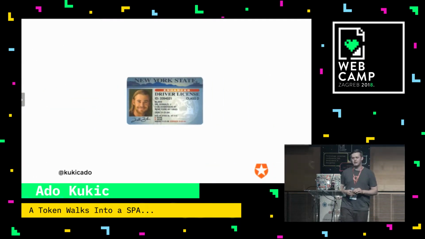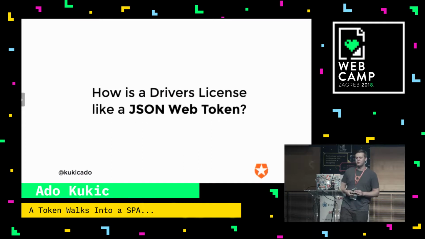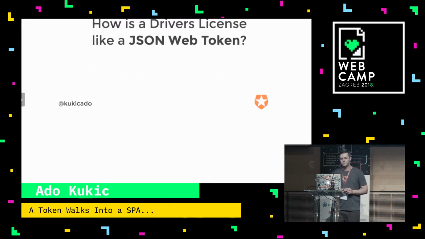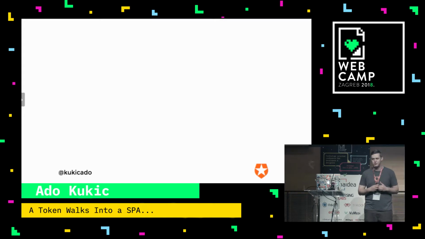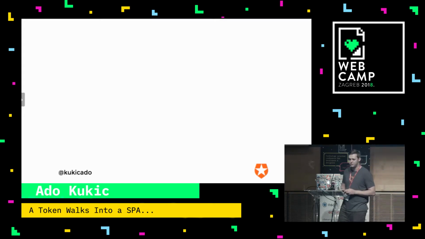So we're going to look at a driver's license as a JSON Web Token, or as a method of token-based authentication, see how it's used in the real world, and then tie it back into how we would use it in our single-page applications. So what I'm going to answer over the next couple of minutes is, how is a driver's license like a JSON Web Token? A JSON Web Token is comprised of 3 different parts. So let's take these 3 different parts and tie them back into the driver's license example and the JSON Web Token to see if the analogy works.